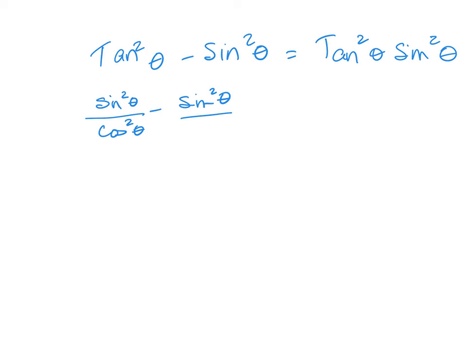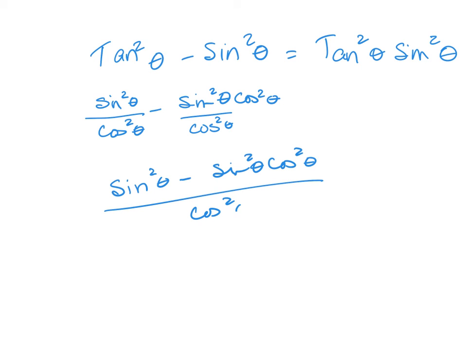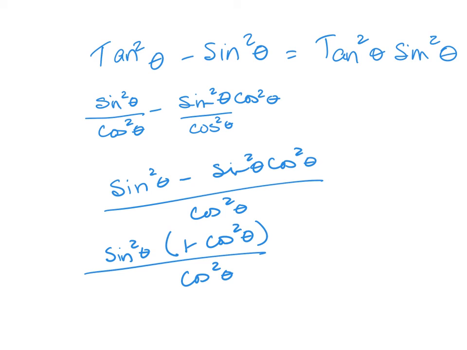So this is the common denominator. If I put them downstairs, I have to put them upstairs. Okay? So now I make that one fraction, sine squared of theta minus sine squared of theta cosine squared of theta all over cosine squared of theta. So we have to consider factoring. We're going to factor out the sine squared to see if we can make this a little simpler.